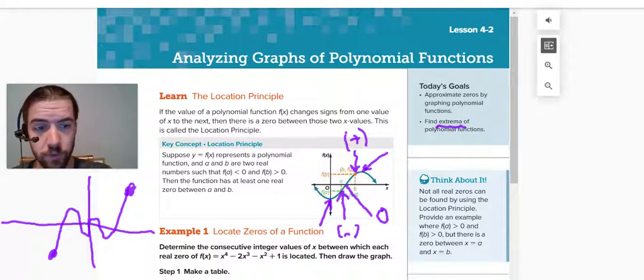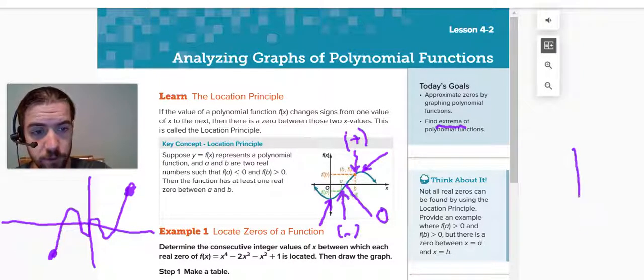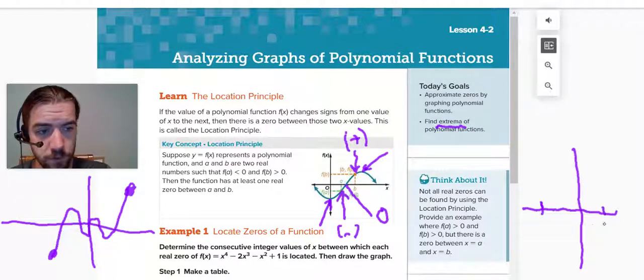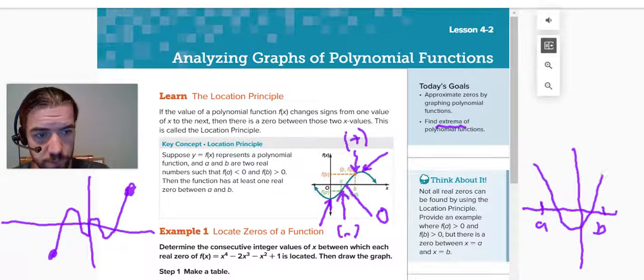But we know that at least it has passed through it once. Now, if on the right side we look at that think about it box, it says that not all real zeros can be found by using the location principle. Provide an example where f of a could be positive and f of b could be positive, and yet there's still a 0 in between. So let's call this a and b, and our function is positive at f of a and positive at f of b, but indeed we can find zeros in between.